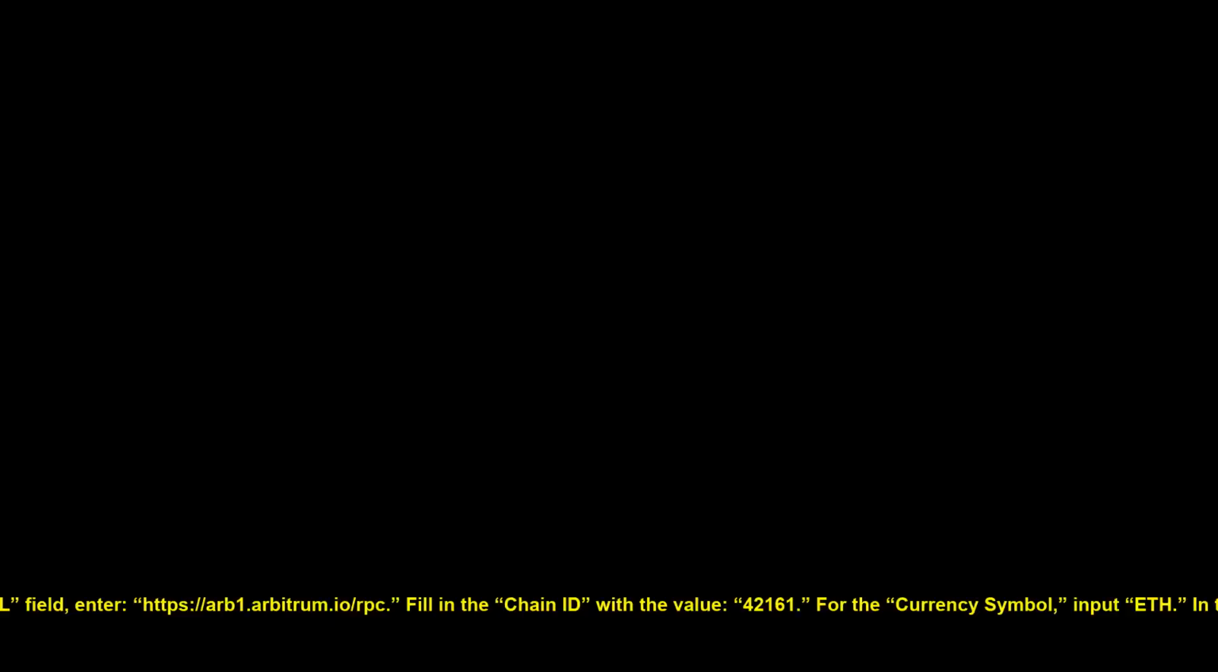Enter the following details for Arbitrum One. For the network name, type Arbitrum One. In the new RPC URL field, enter the RPC URL. Return to your MetaMask wallet view.